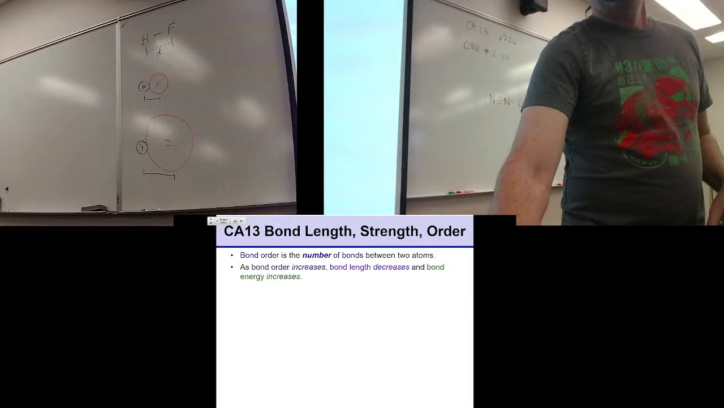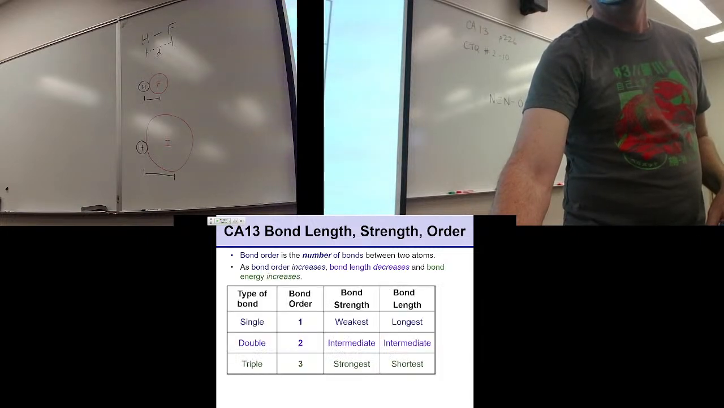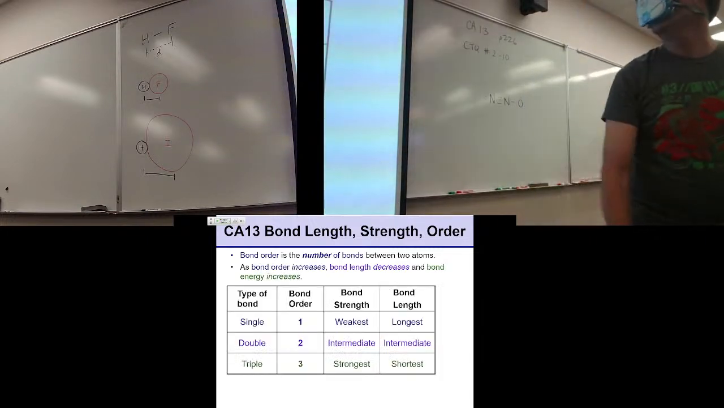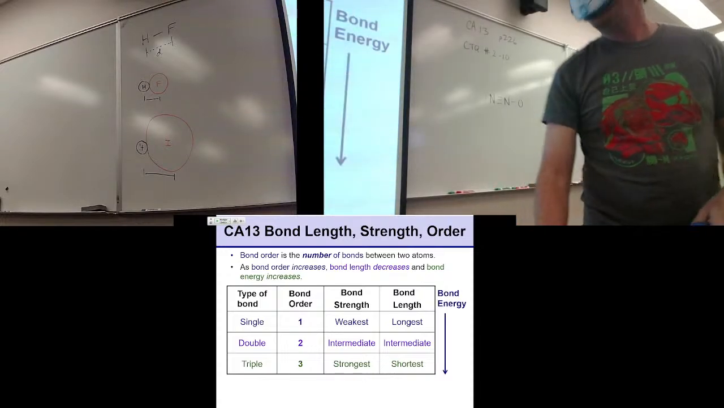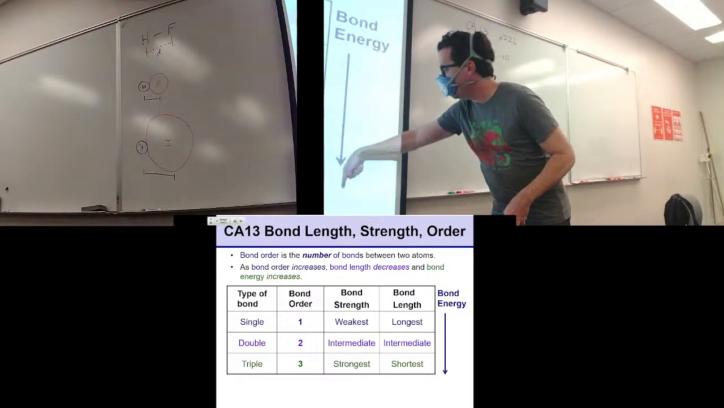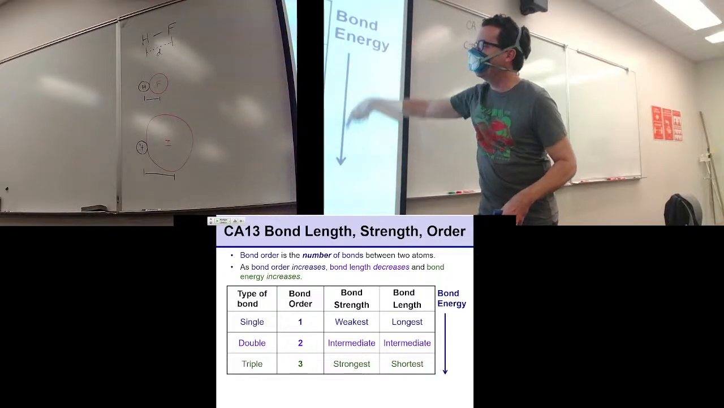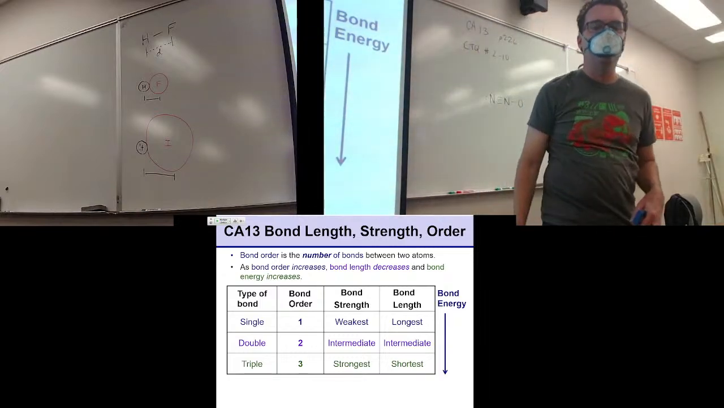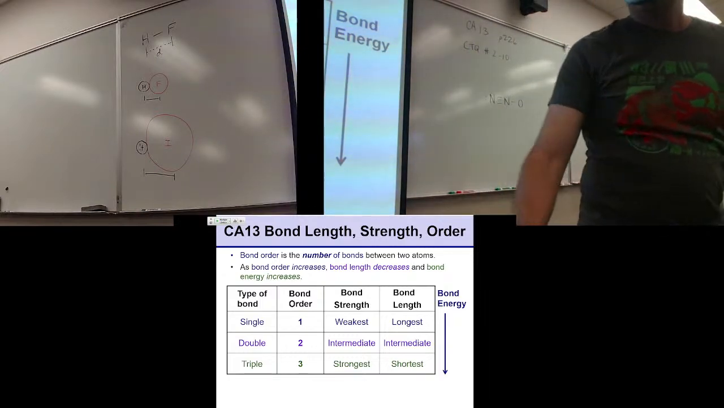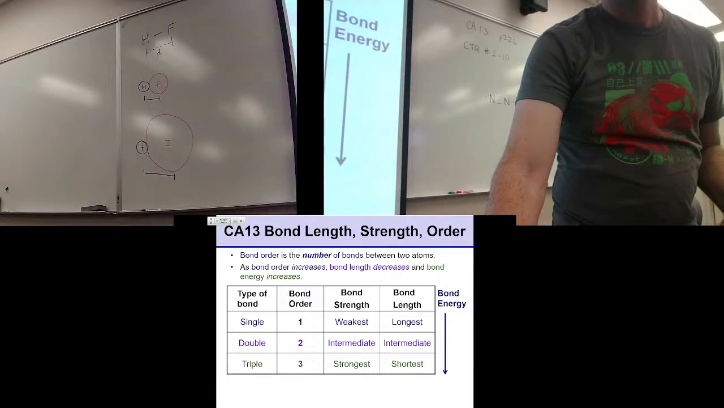Okay, so we did bond order. Here's a nice little table in case you need a review. And again, bond energy goes up this way, even though the arrow's pointing down. It's going up towards this way. So triple bonds have the highest bond energy. It's not the best slide, but it works.